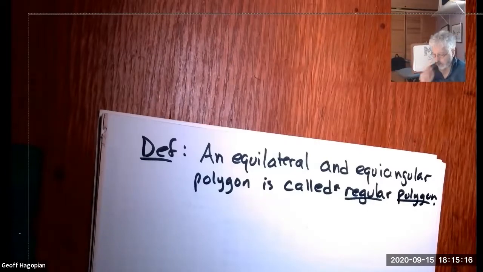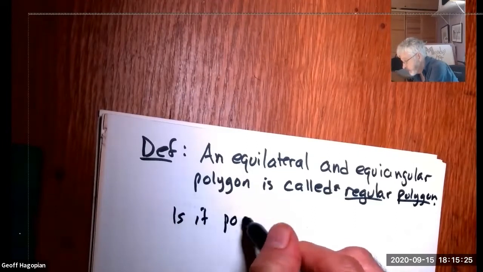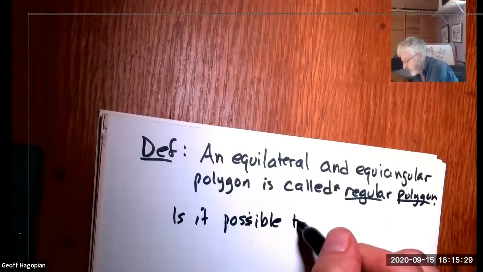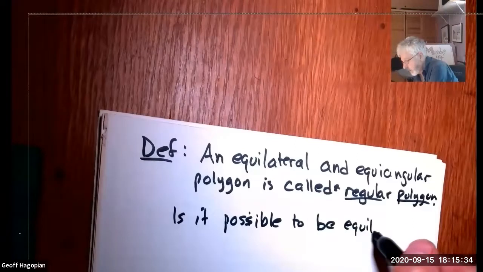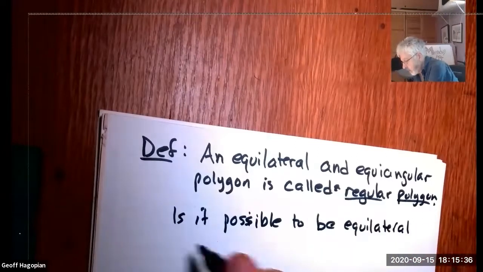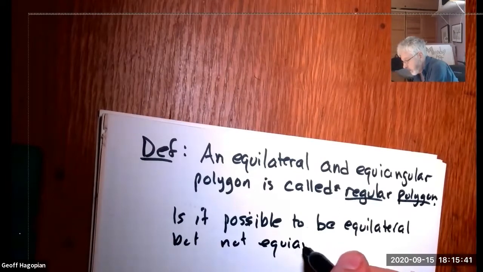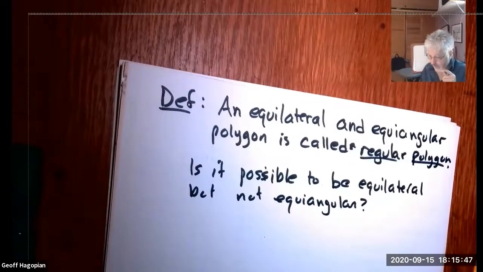So is it possible that it's equilateral but not equiangular? Possible has 2 S's. To be equilateral but not equiangular? And the answer to that question is yes. And I can give you a quick example.